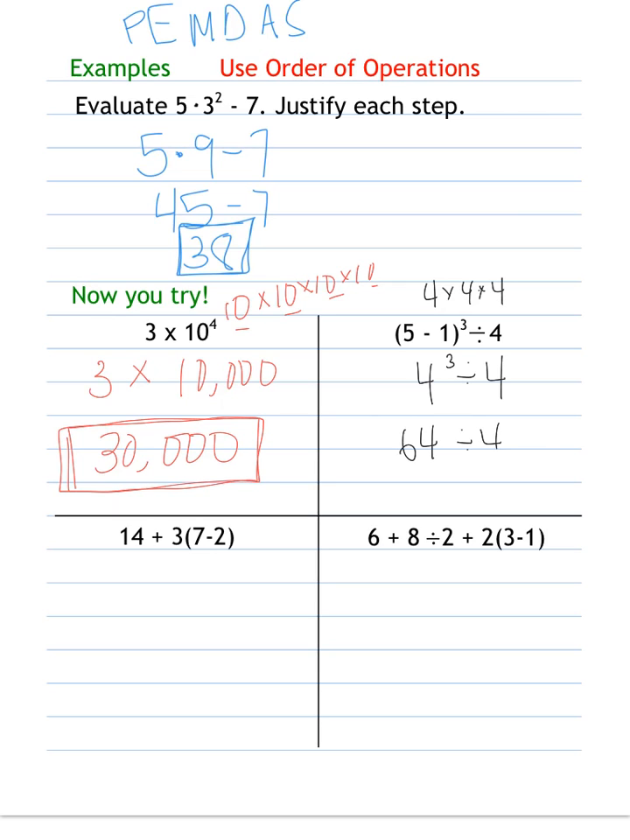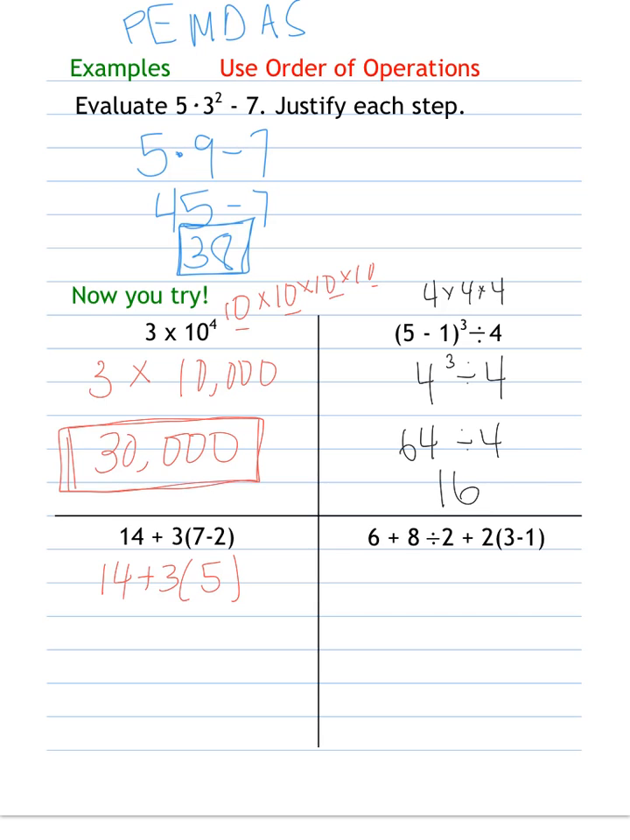And we are taking that and we are dividing it by 4. Our next step in our order of operations says multiplication or division. So we have division here. 64 divided by 4 is going to give us an answer of 16. Next, 14 plus 3, and we are multiplying that by 7 minus 2. Order of operations, parentheses, 7 minus 2 is 5. Carry down the rest of our expression.